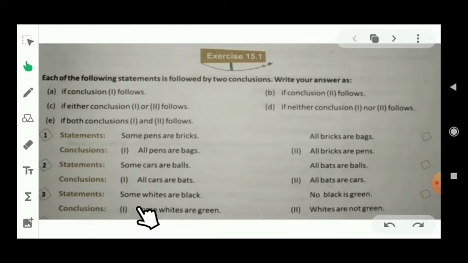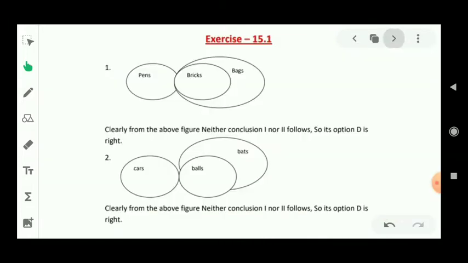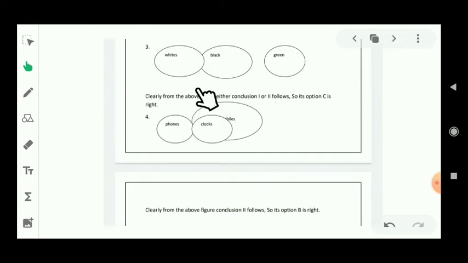The statements are: some whites are black and no black is green. Conclusions are: some whites are green and whites are not green. Let's see the solution of this given question. Some whites are black, and you can see the green figure is not touching any of these figures, that means whites and black. So clearly we can observe from this given figure, either conclusion first or second follows. So which option will be right? Option number C. Let's see question number 4.